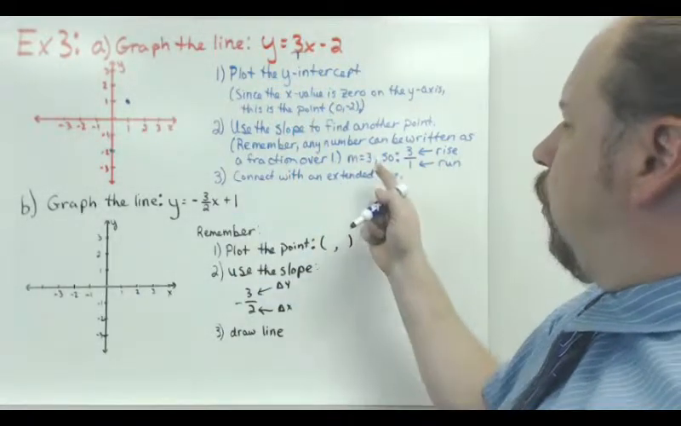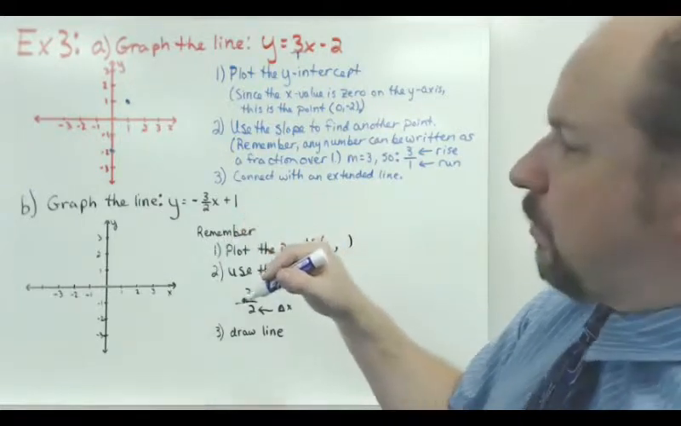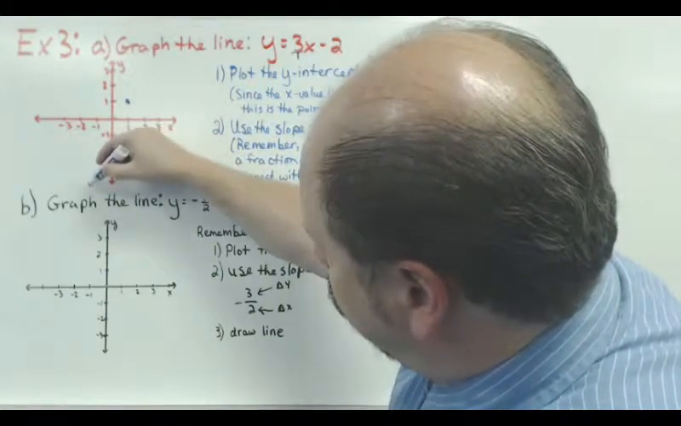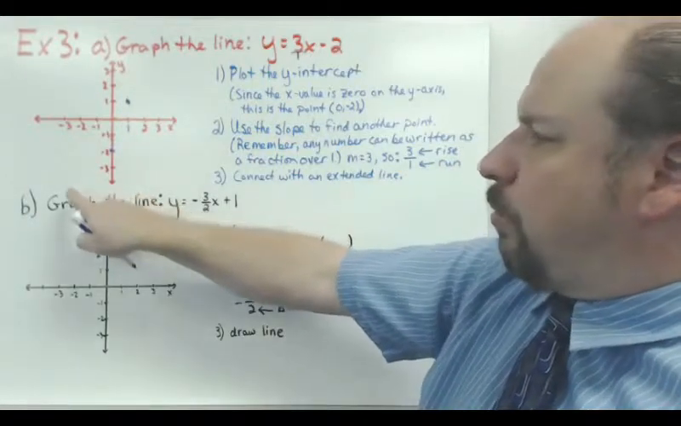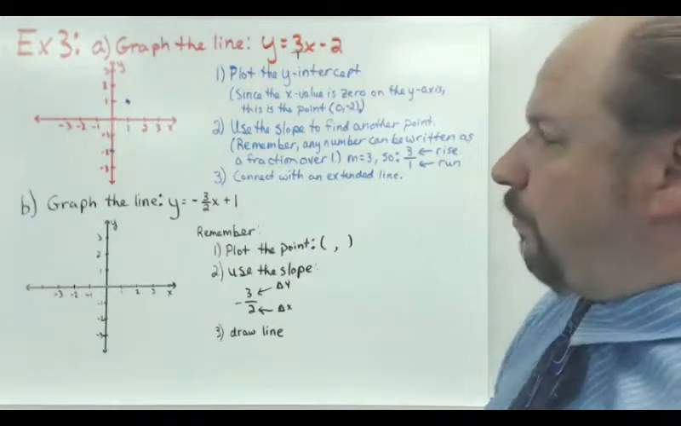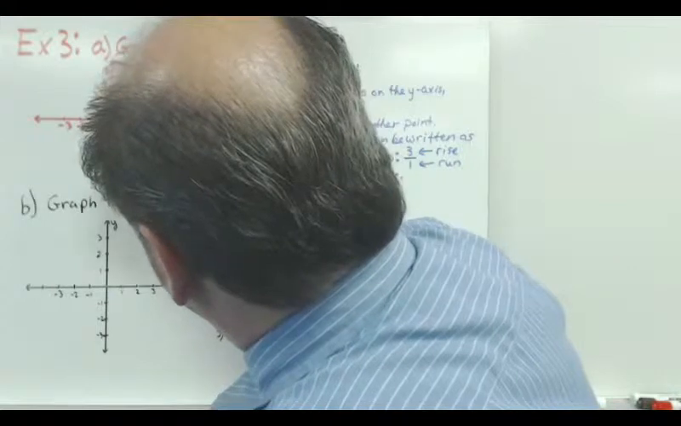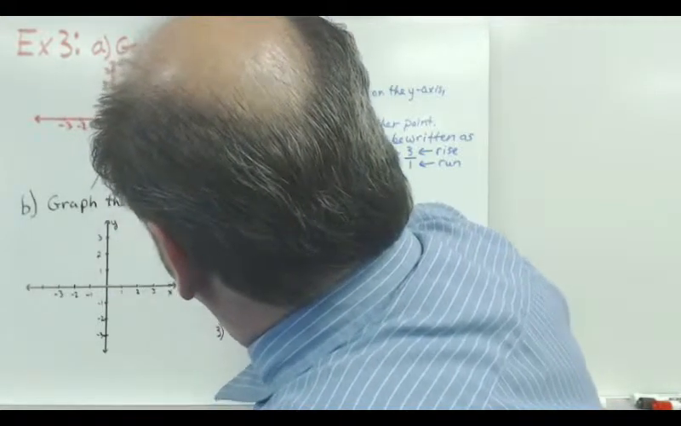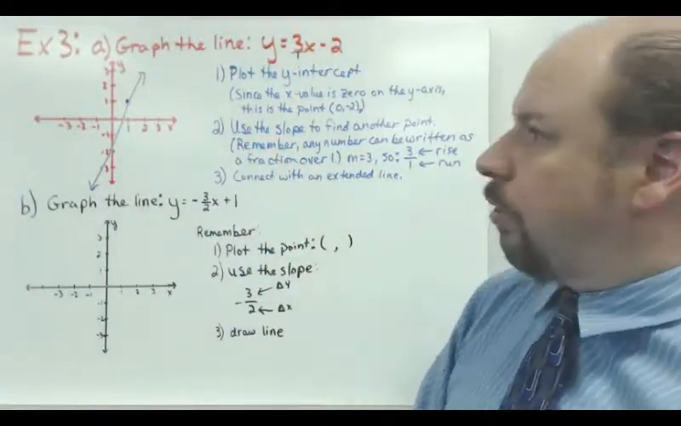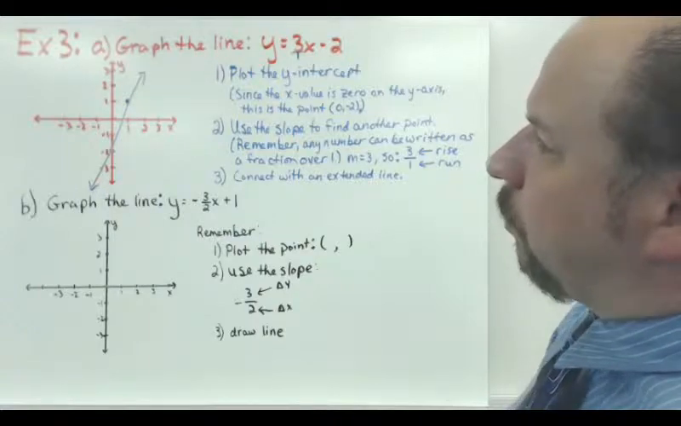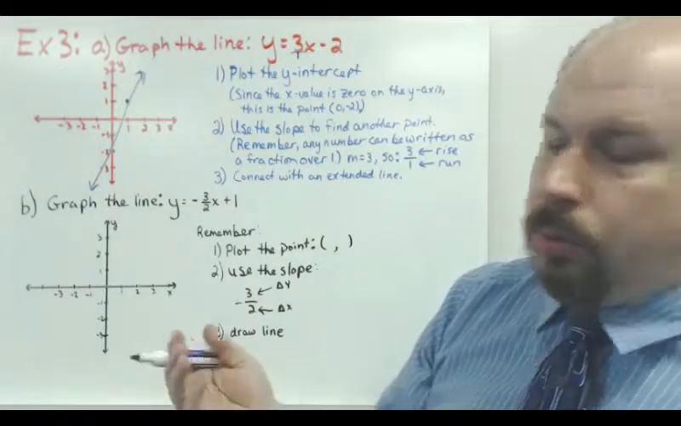Now remember, we could go negative 3 in the y direction and negative 1 in the x direction. We could go down 3 and over 1 this way, and then use that point to connect our line. It just goes off of my graph here, so I'm not going to do that. Okay, so now connect with an extended line. Since I'm doing it on the board here, it might look a little bit curved, but for the most part, that's a fairly accurate graph. So just connect it with an extended line, remember the arrows at the end, and we're done.